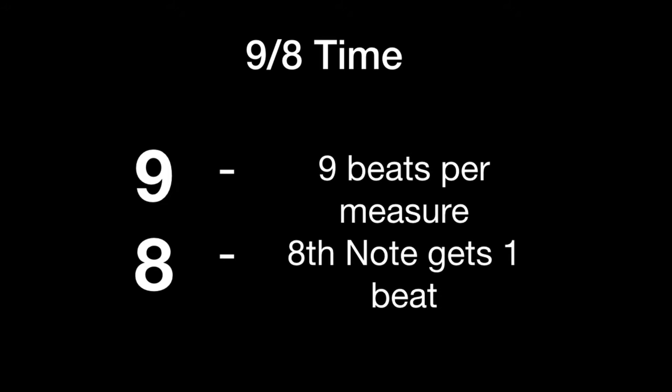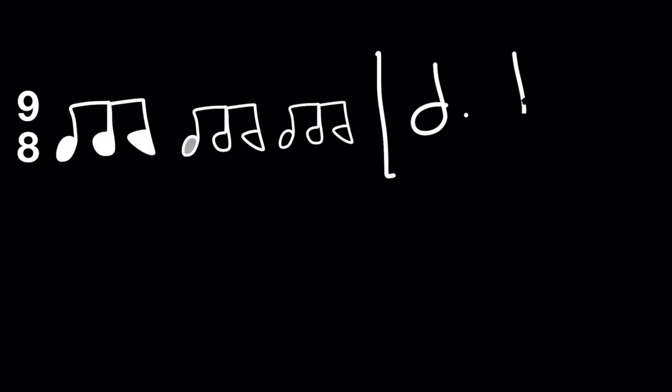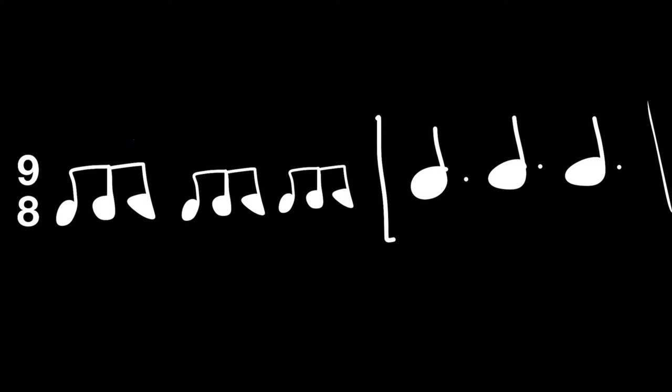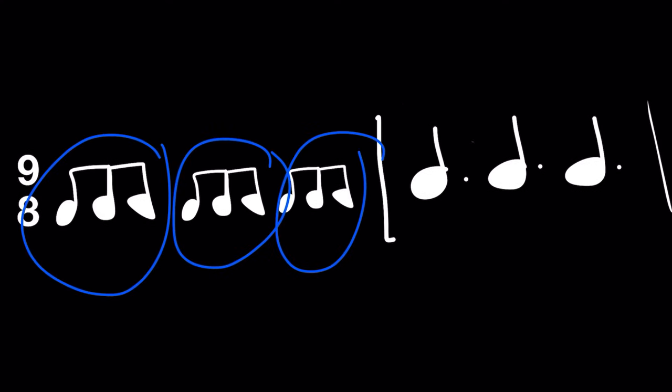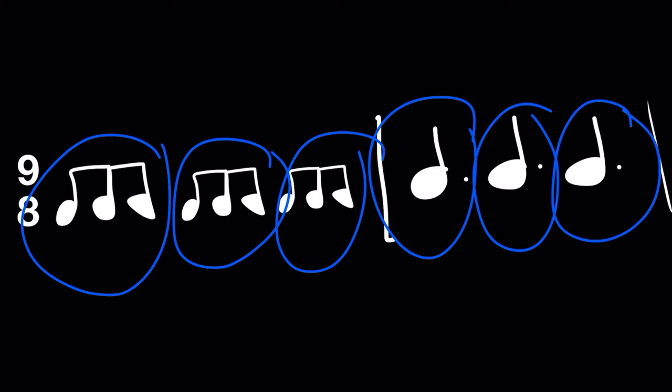9/8 time is another compound time signature. Still have that 8 on the bottom, and then the 9 on top means we have 9 beats every measure, so that's 9 8th notes per measure. But counting to 9 in a measure already is going to be a little bit tedious. So when we see this music, we're going to feel it in three large beats. So it feels like every beat is just divided into 3 instead of into 2.